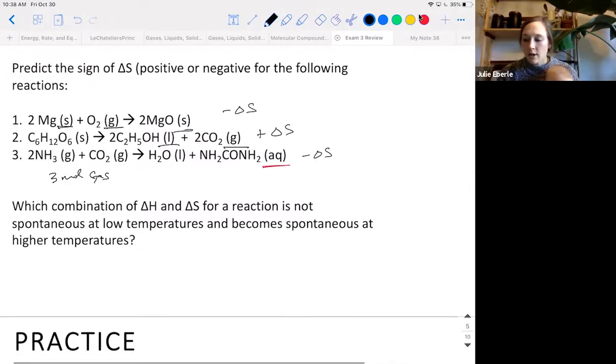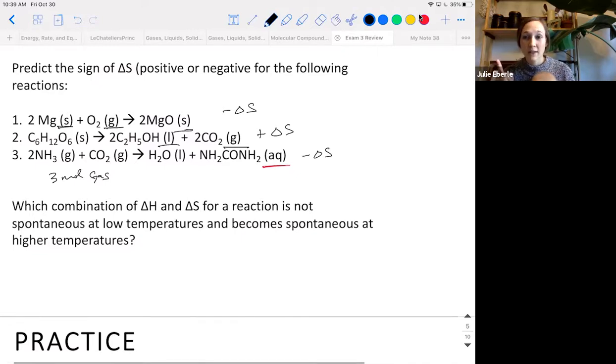This next question is not a math question. It's really more of a concept question, checking how well you understand how the delta S and the delta H fit together and what the signs of delta G mean. It says, which combination of delta H and delta S for a reaction is not spontaneous at low temperatures and becomes spontaneous at higher temperatures?